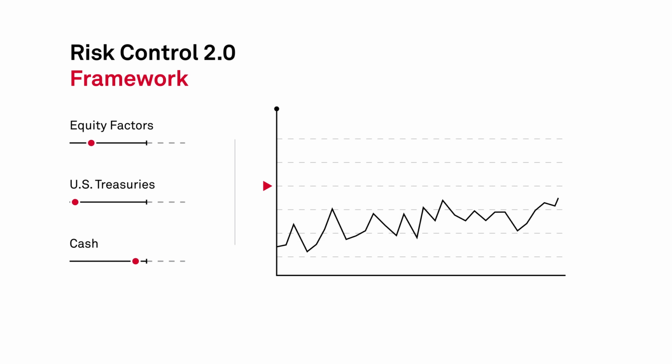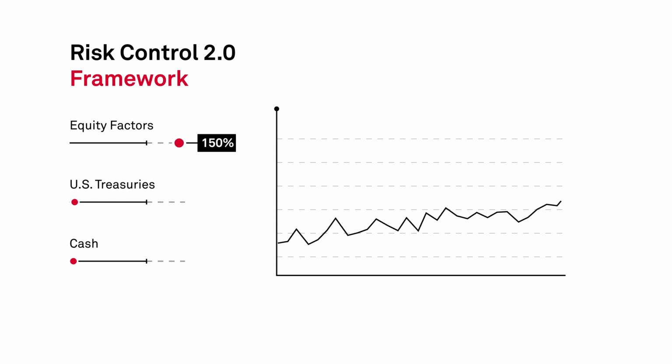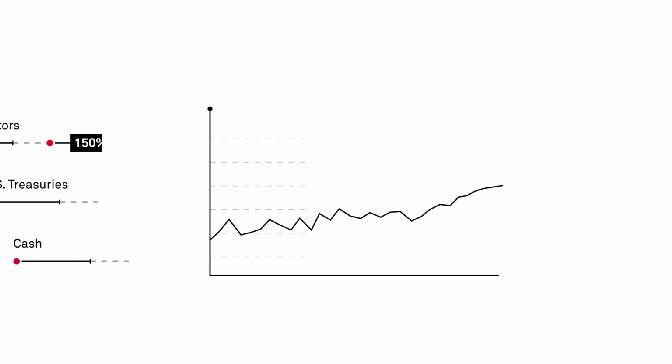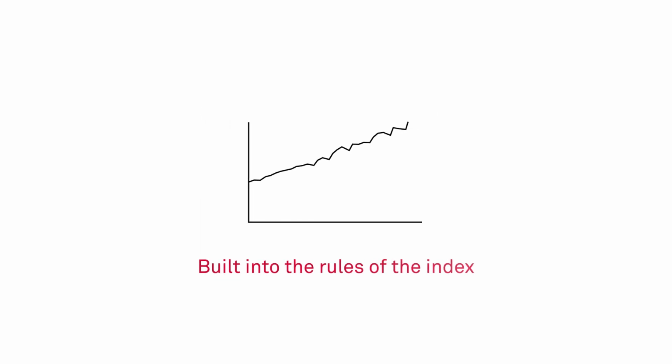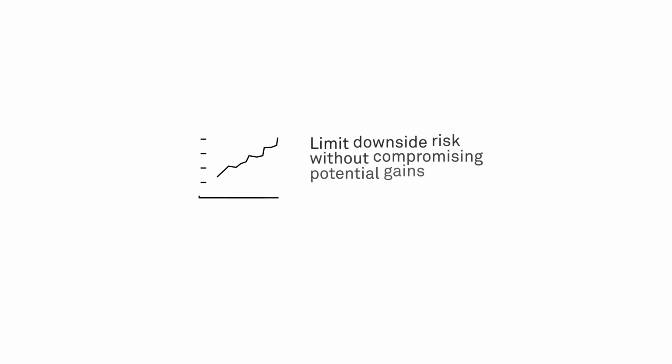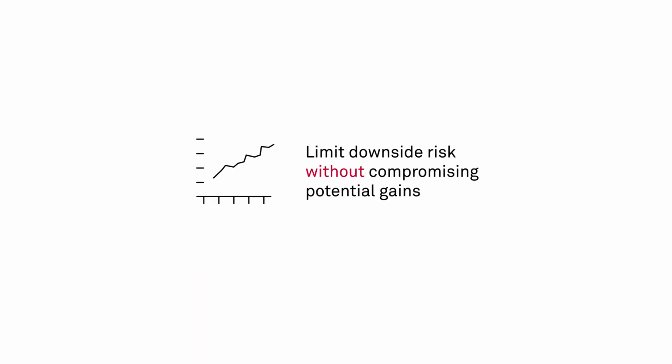When volatility goes down, the S&P 500 Factor Rotator Index weight increases up to 150% to capitalize on potential index outperformance. All of these adjustments are built into the rules of the index to help limit downside risk without compromising potential gains.